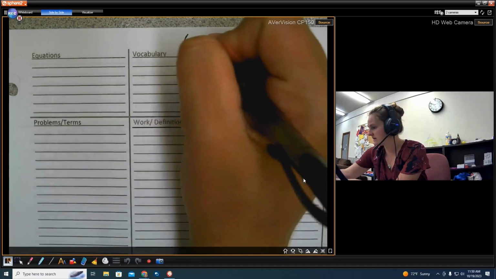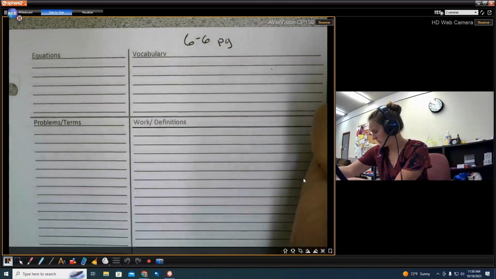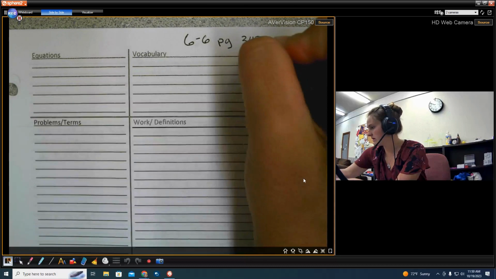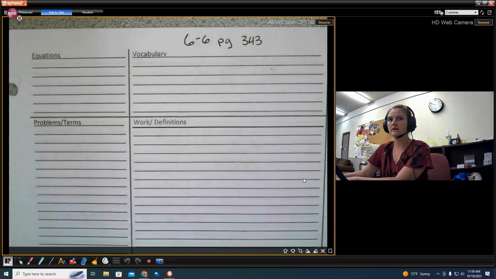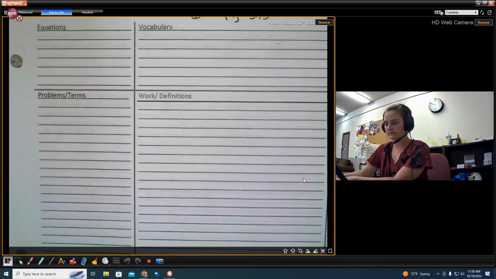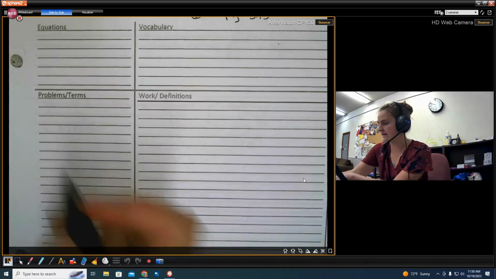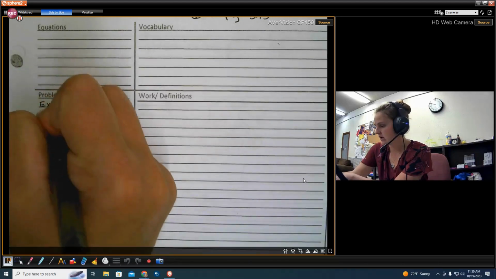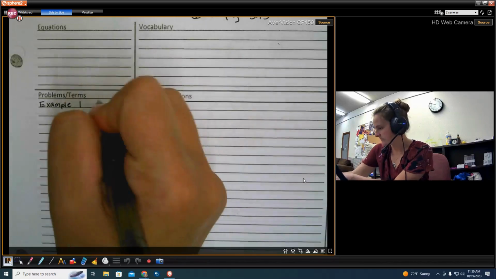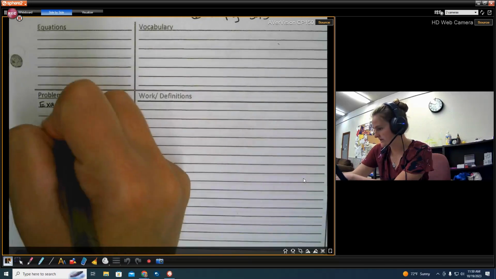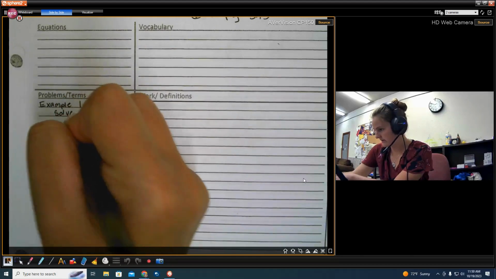And remember, we write in black. I'm going to write at the top that this is 6-6. And it's on page 343. And the date is 12/3/23. Okay, so what we're writing here is example 1. It says solve the square root equation. So it says solve.